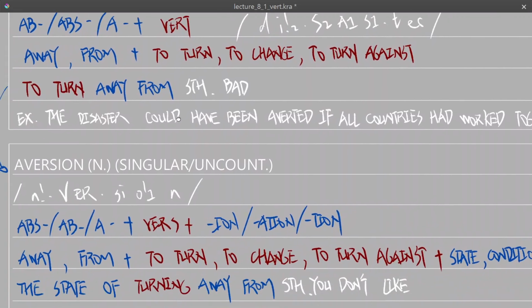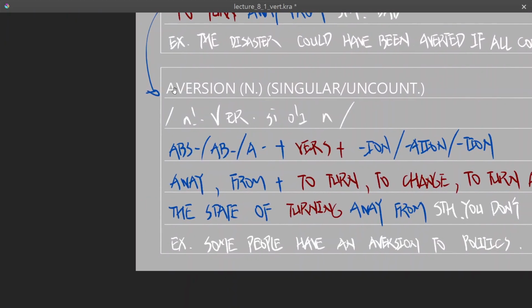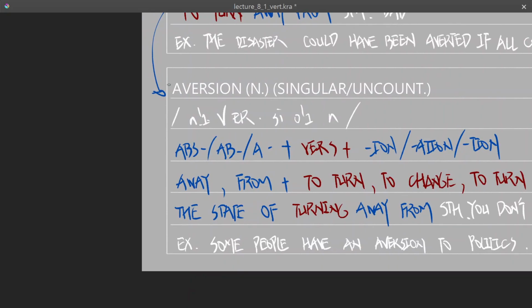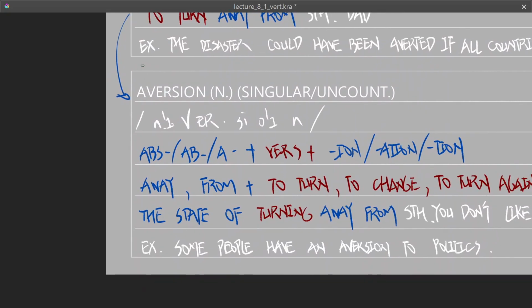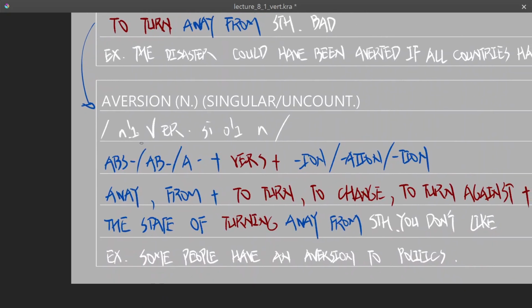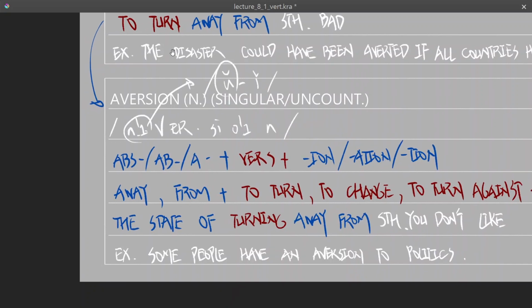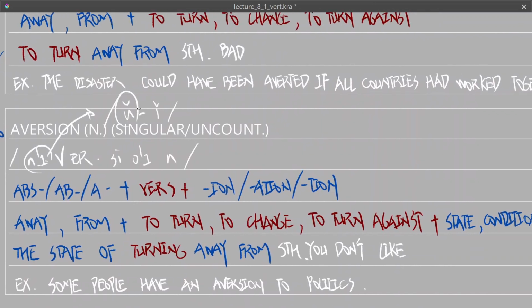Alright, and the second minor error I made is here. This is the first schwa in aversion: the state of turning away from something you don't like. Aversion. That's the first schwa sound. E is the first sound of E. Alright, let's move on to the next one.